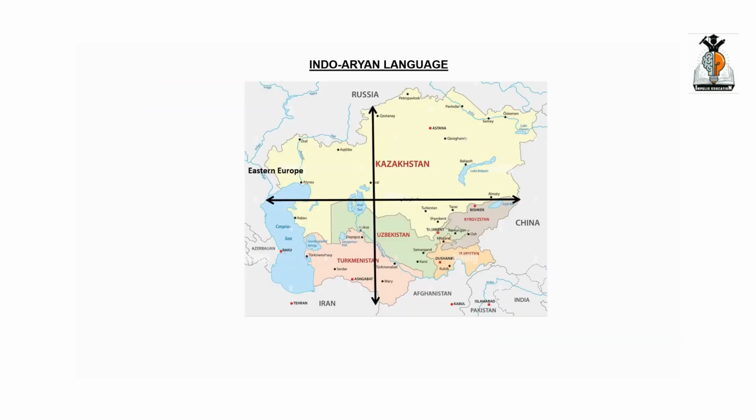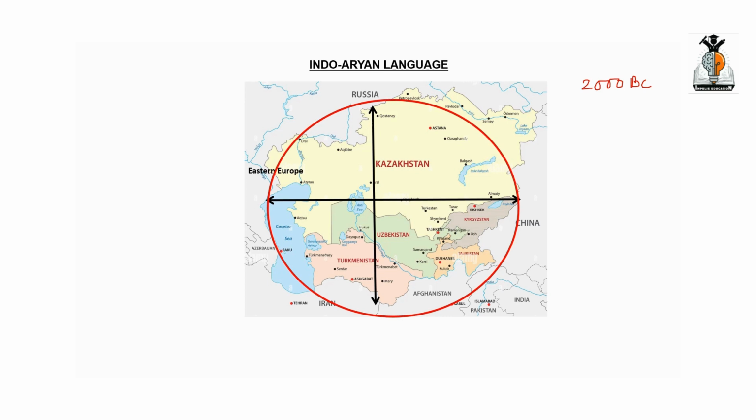Let us see about the Indo-Aryan language of Indus Valley civilization. Indo-Aryan speakers started arriving in Indus Valley during 2000 BC. Indo-Aryan people migrated from Central Asia.